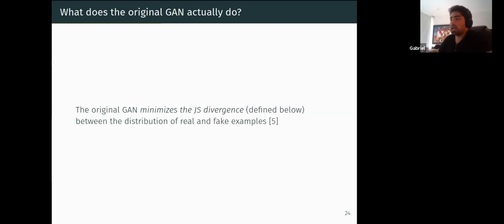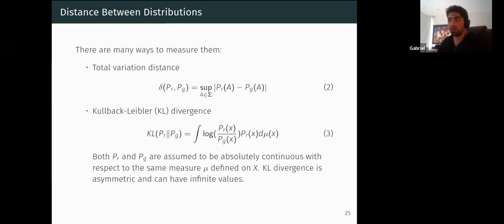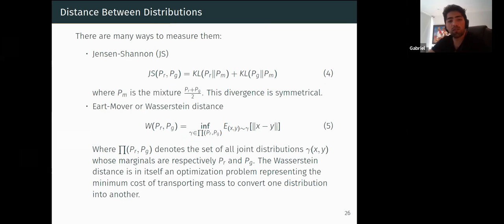And just for completeness' sake, I added some review on distances and divergences between distributions. I know you should probably know a lot about this, but there's the total variation distance, the Kullback-Leibler divergence, and we're going to focus on both these measures: the Jensen-Shannon, which is a symmetrical divergence, and the Wasserstein distance.